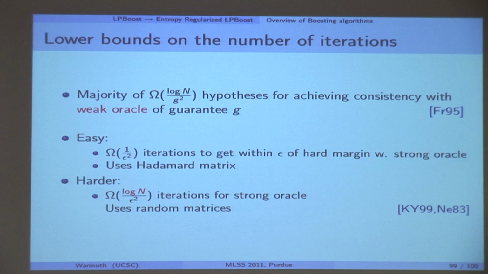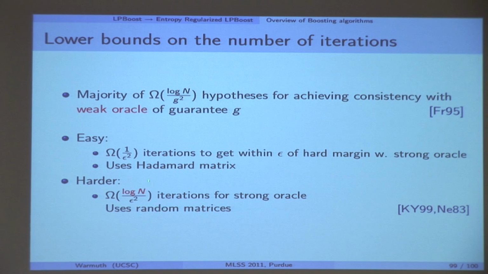Okay. Now here are the lower bounds that are known. I will talk about lower bounds in my last lecture on boosting a little bit. So the lower bounds that were known are these. Log n over g squared, if you have a weak oracle with guarantee g bigger than 0, to achieve consistency. He proved that lower bound. Now, that's sort of only for achieving consistency. In the more modern way, you would want to get close to the optimum hard margin. Omega 1 over epsilon squared is rather easy to prove. He uses a Hadamard matrix. Hadamard matrix is a very powerful tool for constructing hard examples.